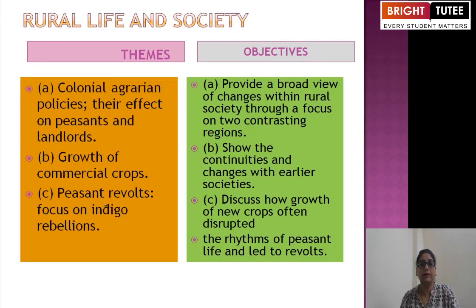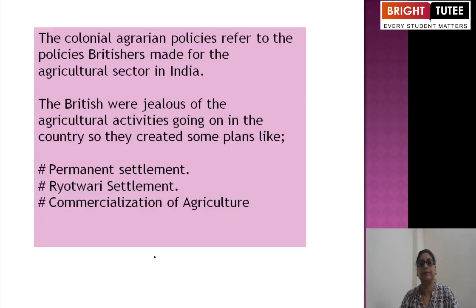Now, in rural life and society, there were a few themes and objectives. Colonial agrarian policies and their effect on peasants and landlords is the theme in this chapter, which will provide a broad view of changes within rural society through a focus on two contrasting regions. Growth of commercial crops shows the continuity and changes with earlier society, and peasants' revolts focus on indigo rebellions, discussing how the growth of new crops often disrupted the rhythms of peasants' life and led to revolts.